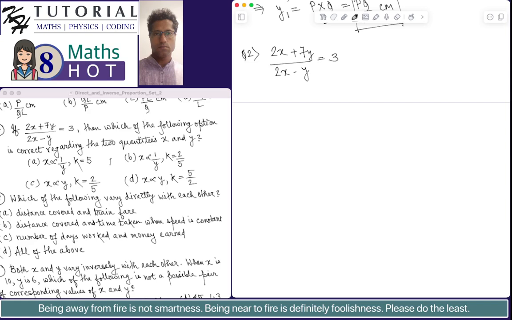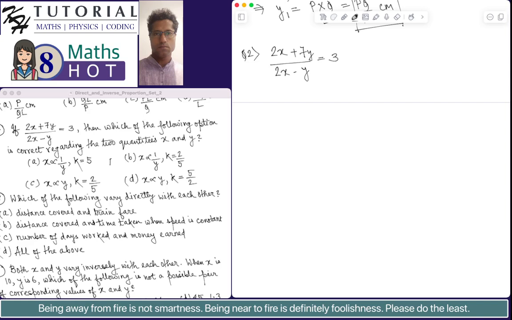Okay, so x and y must be two quantities. They must be related to each other, that is they must vary with each other, and an equation relating how x and y are related is given in the form of this equation. From this we have to say whether, if you see the choices, x and y vary directly or inversely, and the constant of proportion. K is denoted as the constant of proportion or variation of two quantities x and y if they vary with each other. So we have to find whether x and y vary directly or inversely and the constant of proportion.